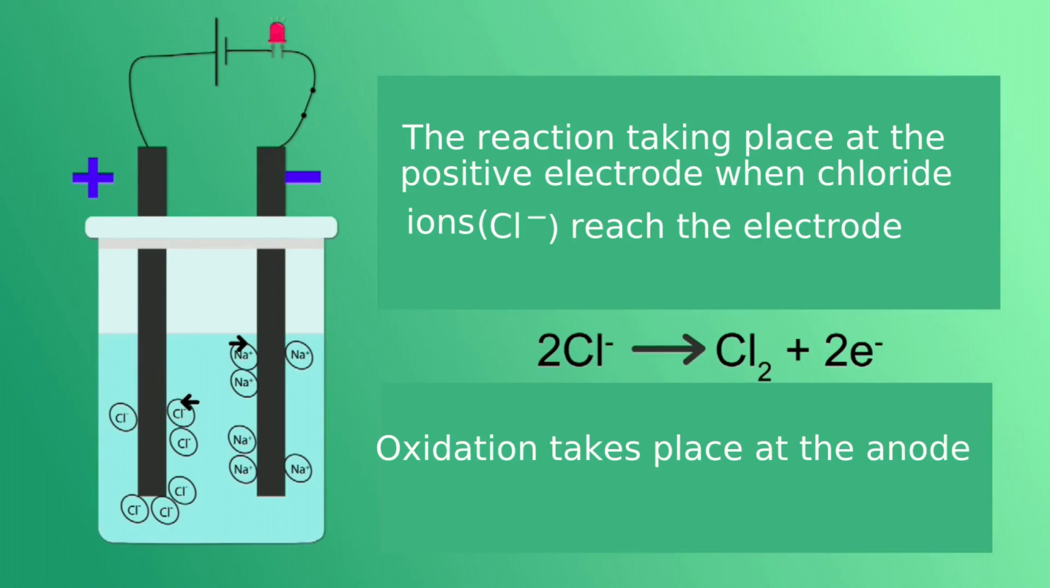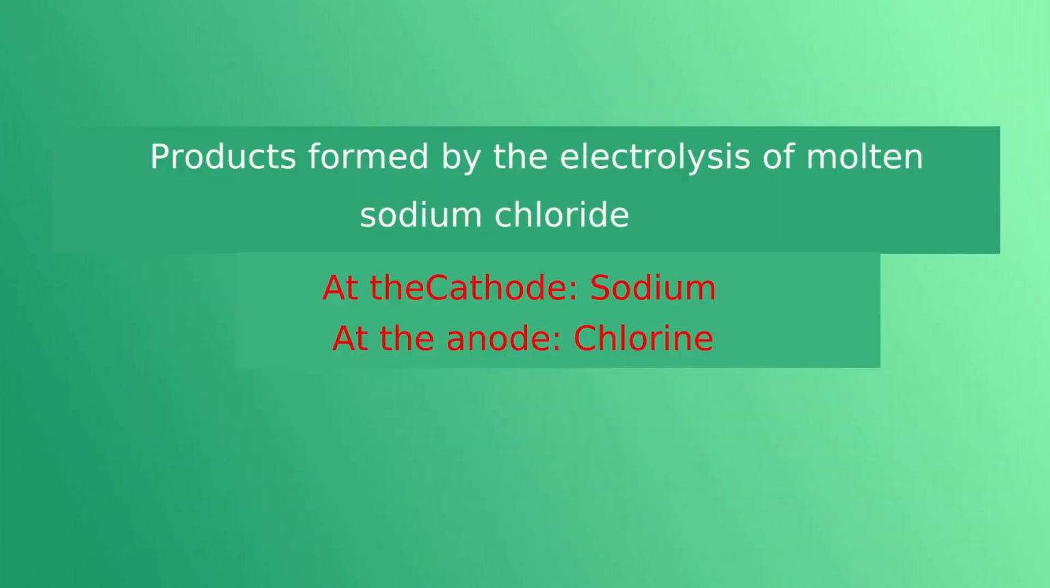The electrode at which reduction takes place is the cathode. The electrode at which oxidation takes place is the anode. The products formed by the electrolysis of molten sodium chloride are, at the cathode, sodium, and at the anode, chlorine.